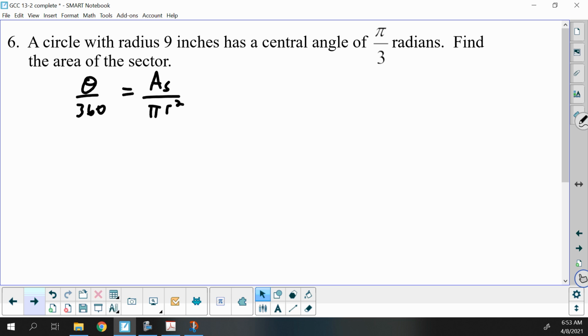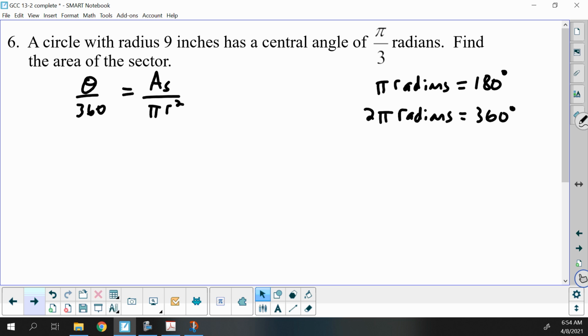But if we're in radians, we need to switch that 360. We said that pi radians was equal to 180 degrees. Well, then what would 360 degrees be? 360 is double 180, so if you double the pi, 360 would just be 2 pi radians.